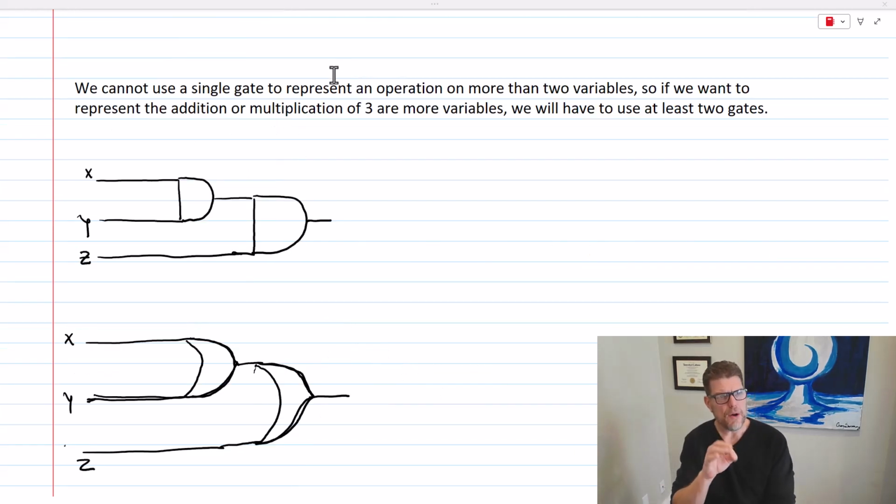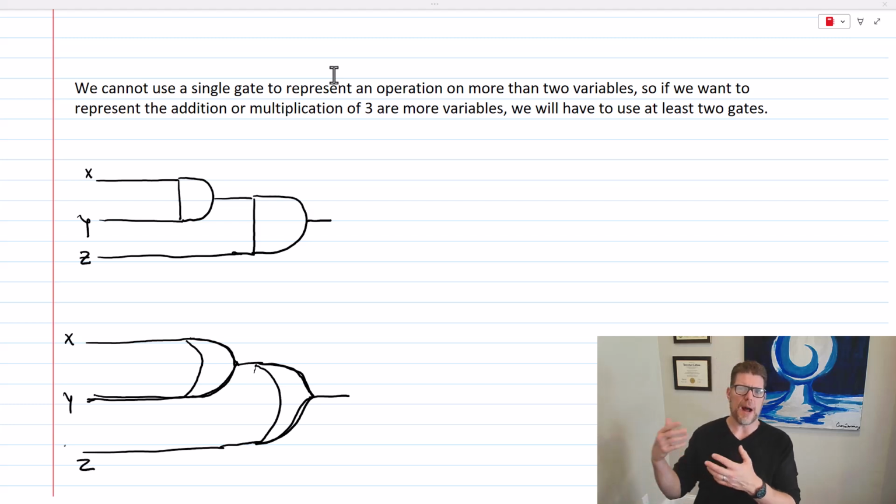So what we'll do now is utilize that notion of taking the product of one gate to become the input of the next gate in order to generate how we represent, say for example, the multiplication of three or more terms, or the addition of three or more terms. Because it turns out that we can't use a single gate to represent an operation on more than two variables. So if we want to represent the addition or multiplication of three or more variables, we're going to have to utilize at least two gates.